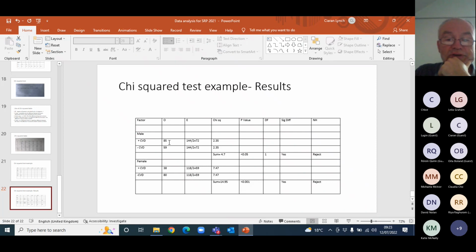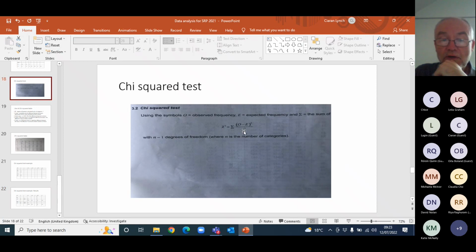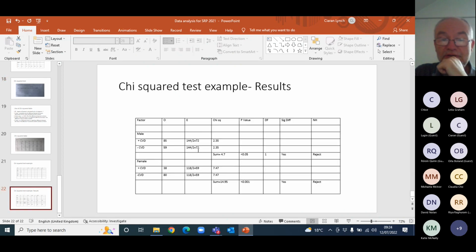The observed result is 85. Without CVD, observed 59, expected 72. And then I calculate a chi-squared. Now, once I've got an observed and expected, I have a very simple formula: observed minus expected, squared, divided by expected. So if I go back to this, that's all I did here. Observed minus expected squared divided by the expected to get 2.35.